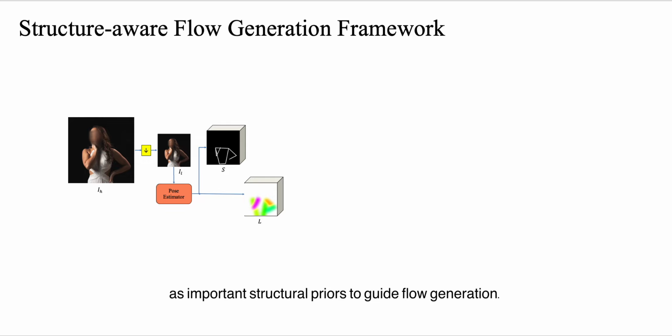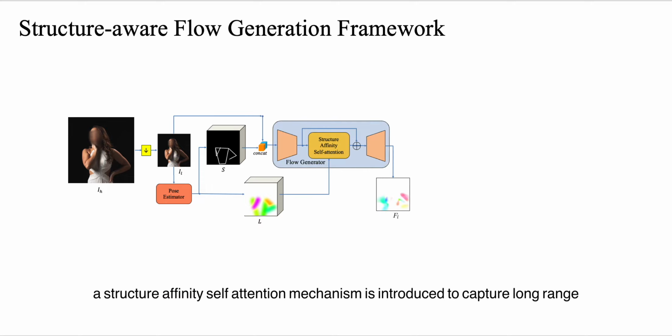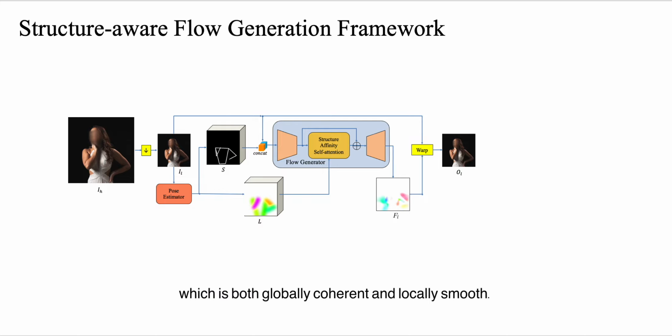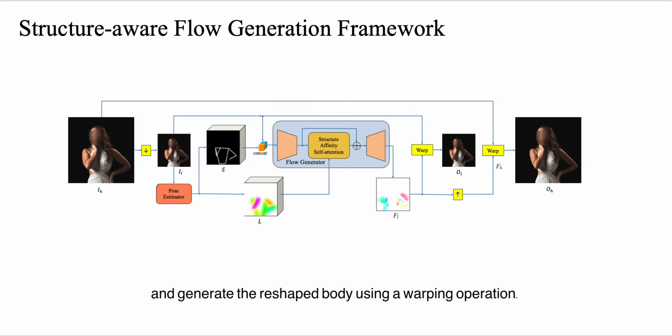to guide flow generation. To encourage deformation consistency among body parts, a structure affinity self-attention mechanism is introduced to capture long-range perceptual correlations and structural associations simultaneously. Finally, with the predicted flow field, which is both globally coherent and locally smooth, we upsample the low-resolution flow and generate the reshaped body using a warping operation.